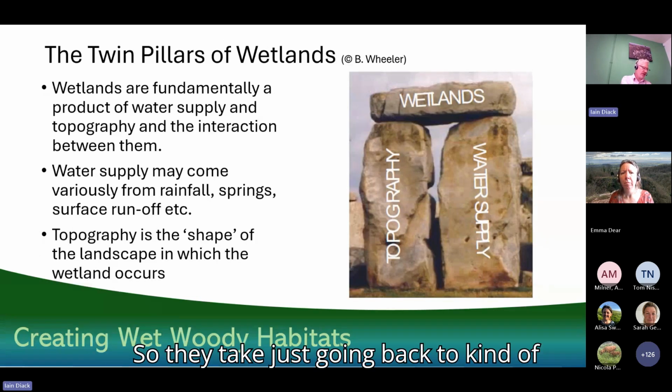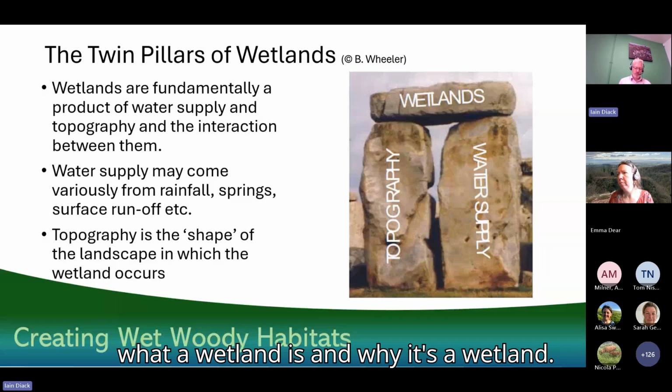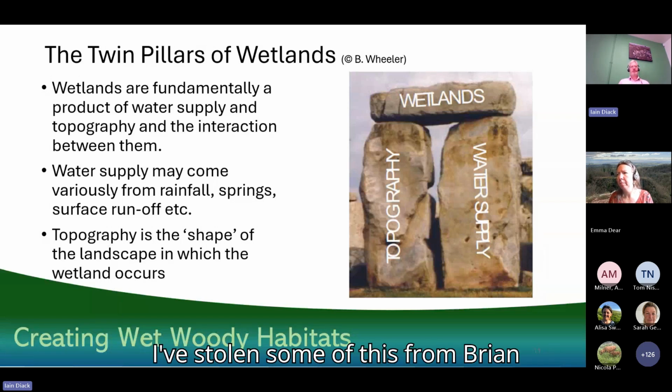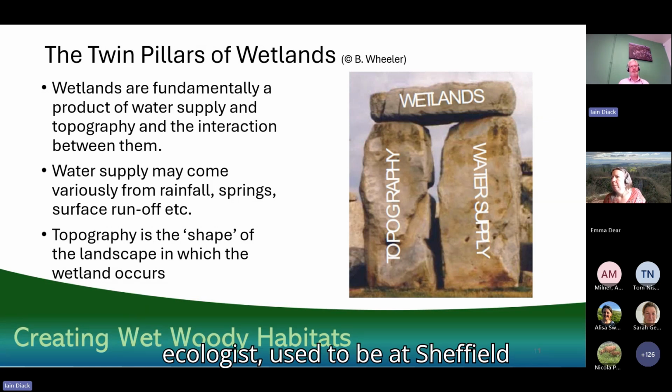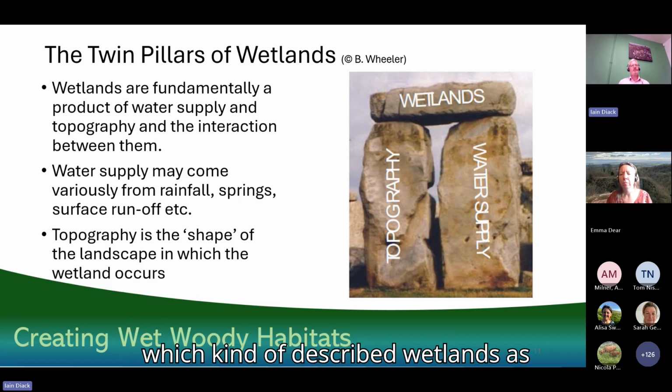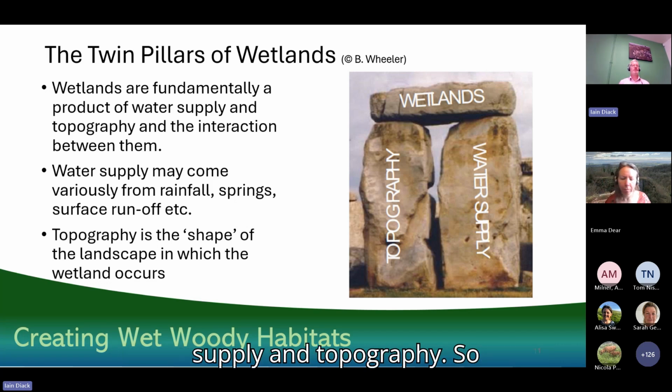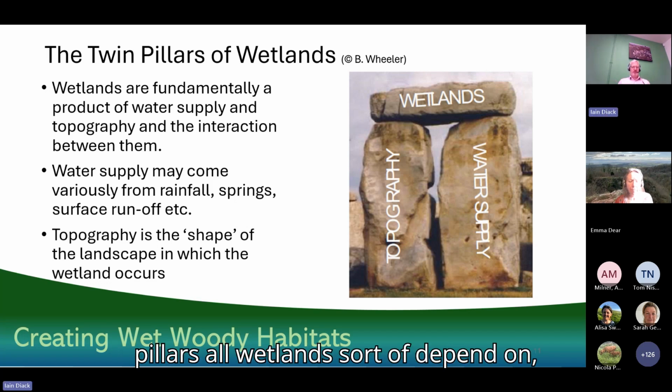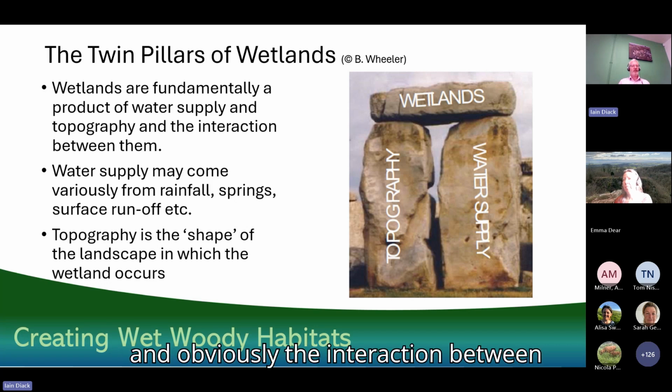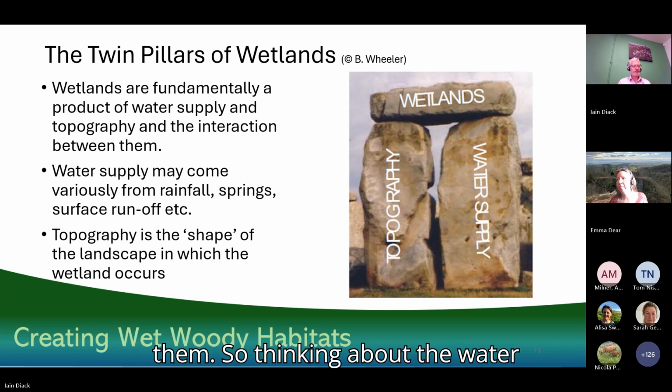So just going back to what a wetland is and why it's a wetland. I've stolen some of this from Brian Wheeler, who's an eminent wetland ecologist, used to be at Sheffield University, and his twin pillars of wetlands concept, which described wetlands as being fundamentally a product of water supply and topography. So they're the two pillars all wetlands depend on, and obviously the interaction between them.